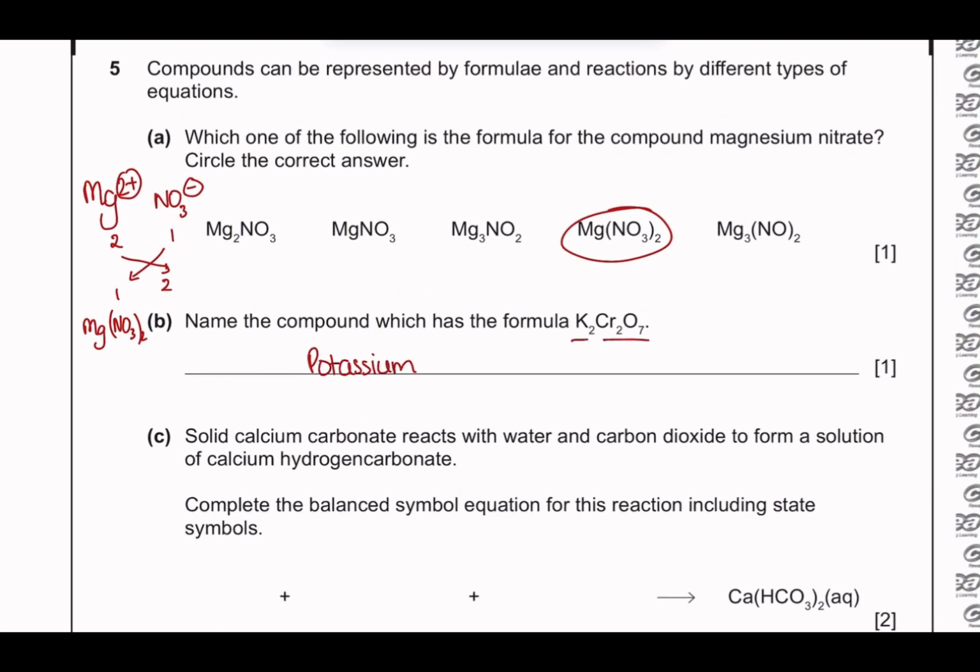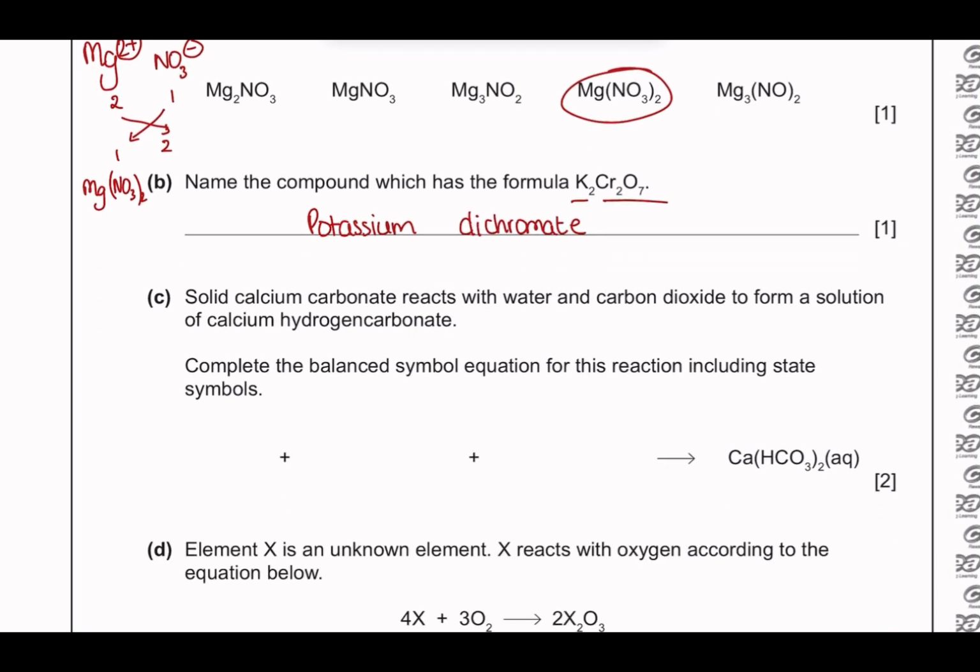This one's called potassium dichromate. You'd find Cr2O7 at the back of your periodic table. Next question. Solid calcium carbonate reacts with water and carbon dioxide to form a solution of calcium hydrogen carbonate. Calcium carbonate, swap and drop your valency, it should be correct, plus your water plus CO2. State symbols, I told you there the calcium carbonate was a solid, so you should put s beside it. We know that water is liquid, it's the only liquid there is, and carbon dioxide is a gas.